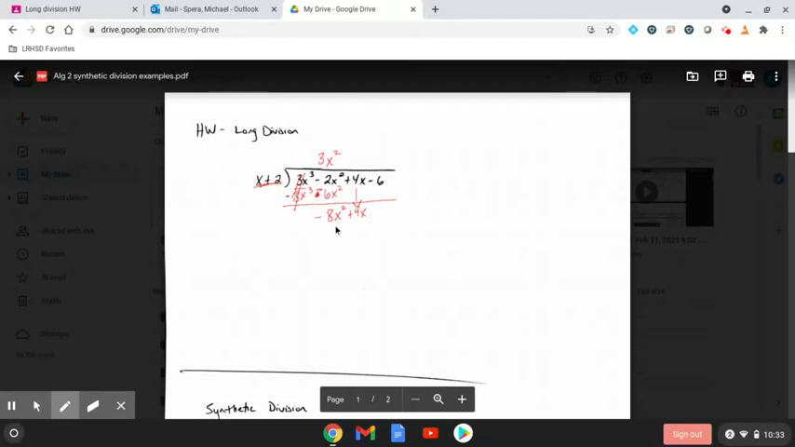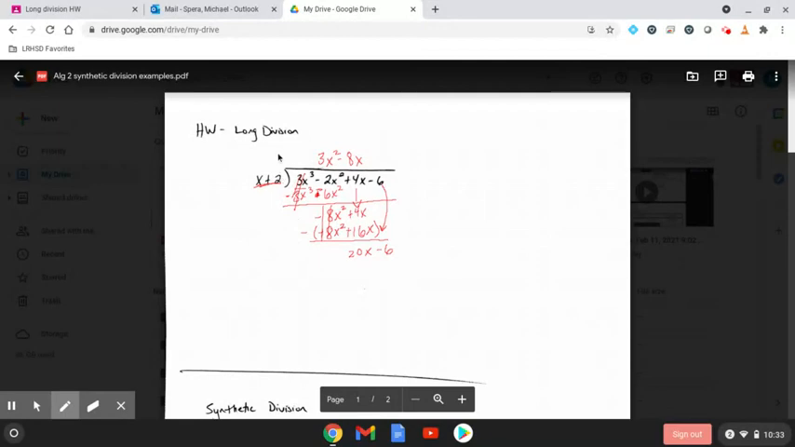X times what gives me negative 8x squared? Well, a negative 8x would. And look, if you're unsure, you check your work in this next step, because once we multiply, we should get exactly what is above it. Negative 8x times x is negative 8x squared. Negative 16x. Draw this line, subtract this quantity. Subtract all of this, which basically just means change those signs. 4 and 16 is 20. Drop down the negative 6.